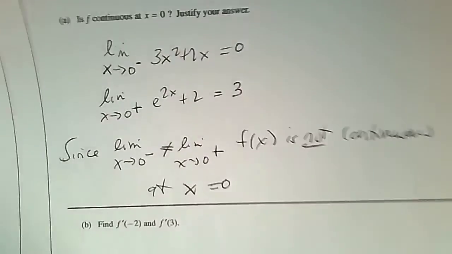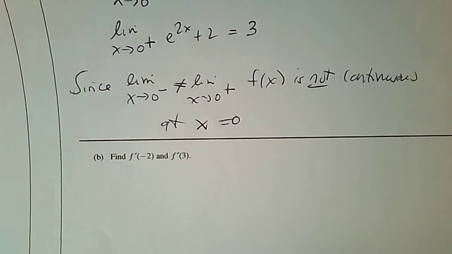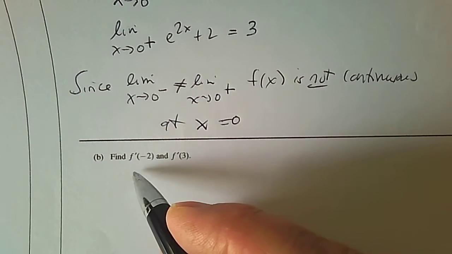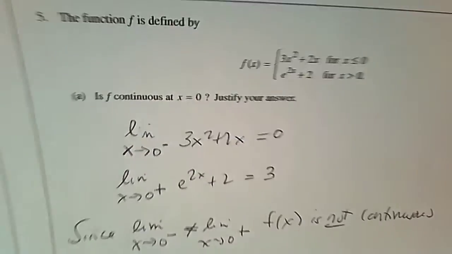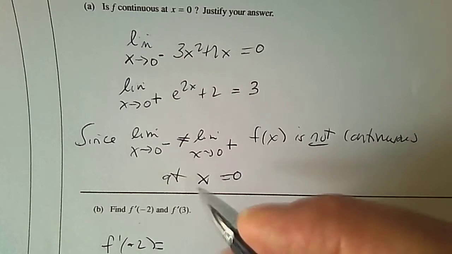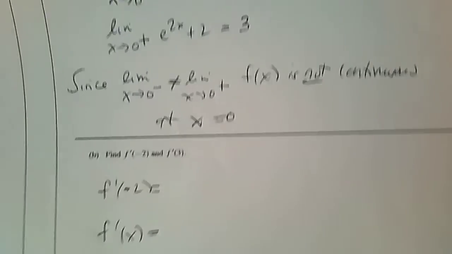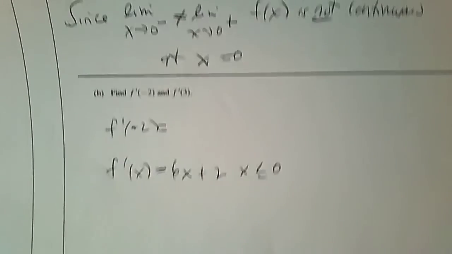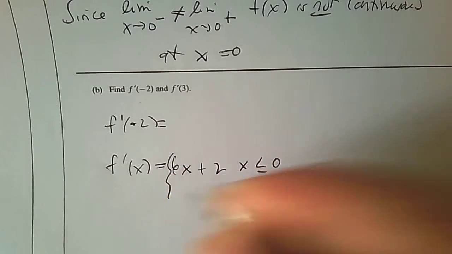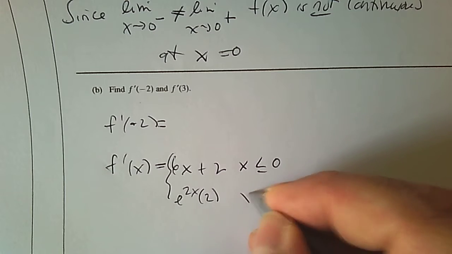All right, part B. Can you take the derivative at -2 and the derivative at 3 of that function? We just have to understand the restrictions. -2, what piece does that belong to? For the derivative at -2, we'd have to take the top piece. First of all, let me write this down. The derivative of the top piece would simply be 6x plus 2. That's when x is less than or equal to 0. And then the derivative of the bottom piece would be e to the 2x times 2, and then plus 2 is 0, and that's when x is greater than 0.